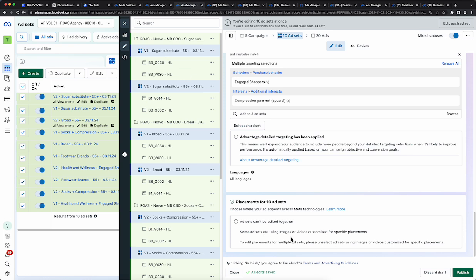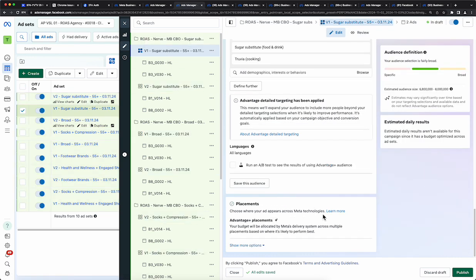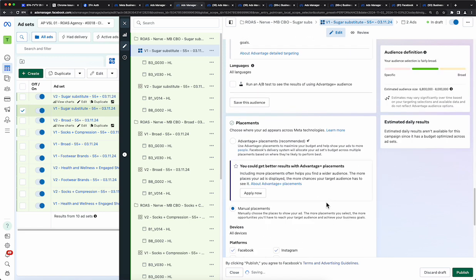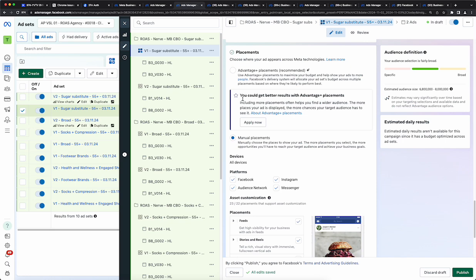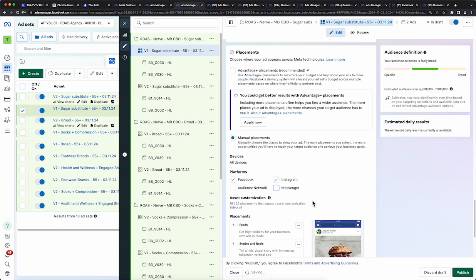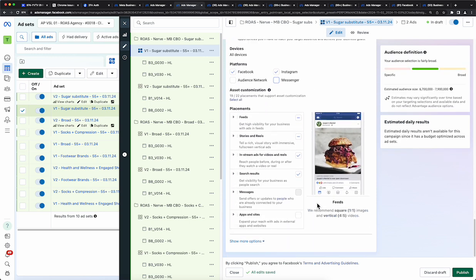Okay, so placements. And I can't edit placements together because it's stupid. So let's go into individuals. Because what you can do, if you wanted to, is manual placements. Facebook is going to tell you all of this, right? And, you know, I do like Facebook having some control because the algorithm's powerful. They have billions upon billions of dollars worth of data points. But also, I want control. And like audience network, yeah, we might spend a little bit and get a few sales, but there's no point in running it. So I'm going to remove audience network and messenger.